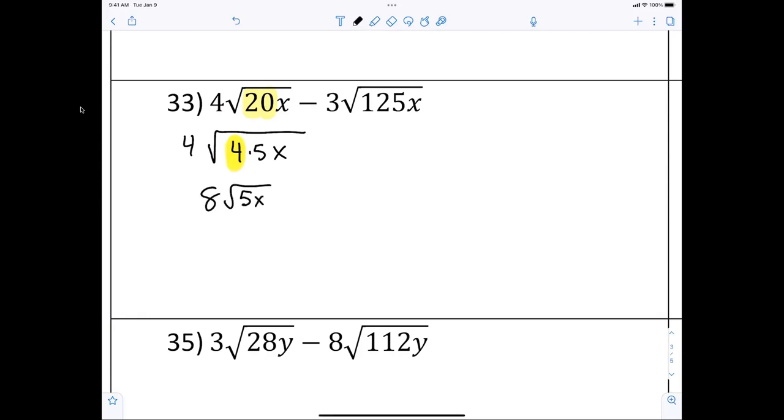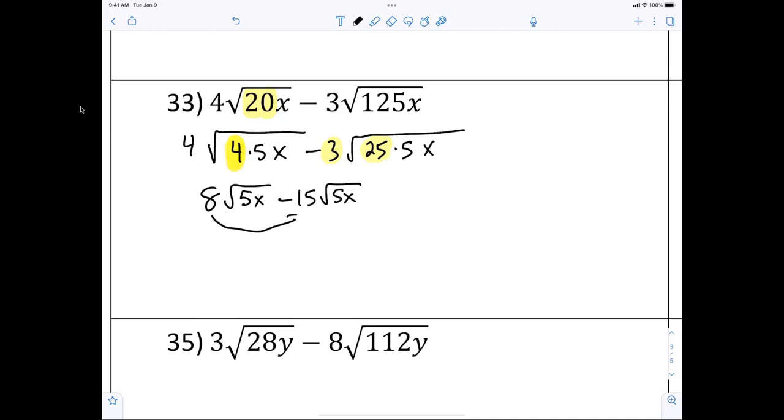And so that's 8 radical 5x. Beautiful. Okay, now what does 125 break down to? 5 times 5. You with me? Think about 5 quarters. You got 5 quarters in your hand. You got $1.25, right? Okay, so now what? So then 25 breaks down to 5 and then times 3, so 15. Good. And then radical 5x. So then it's negative 7 radical 5x. Perfect. All right, let's continue on.